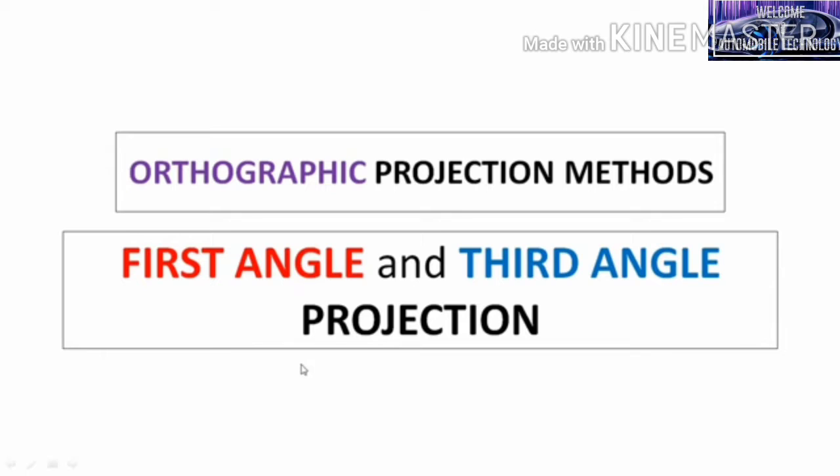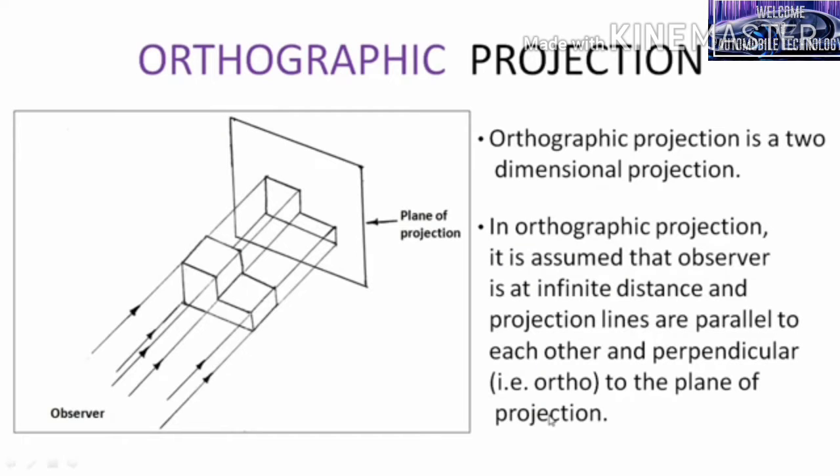Orthographic projection methods: first angle and third angle projection. Then we have discussed orthographic projection. Orthographic projection is a two-dimensional projection. In orthographic projection, it is assumed that the observer is at infinite distance and the projection lines are parallel to each other and perpendicular to the plane of projection.